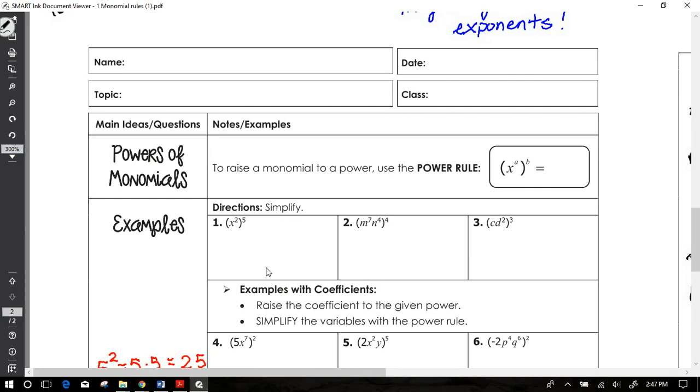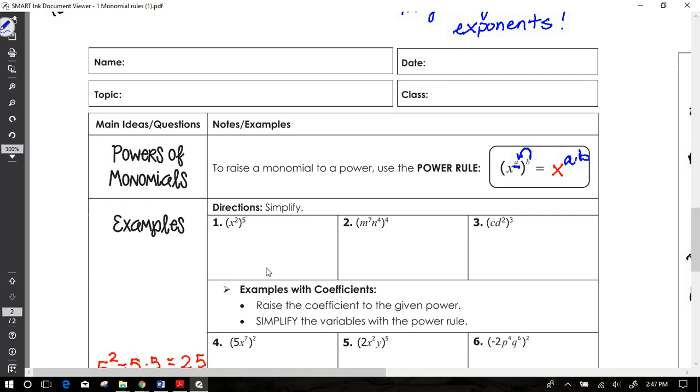So to raise a monomial to a power, we will use the power rule. And here's how that works. The power rule will take any exponent in here and it will multiply exponents by exponents, okay? It will not change anything else. It will only change the exponents. So that is an A times B.